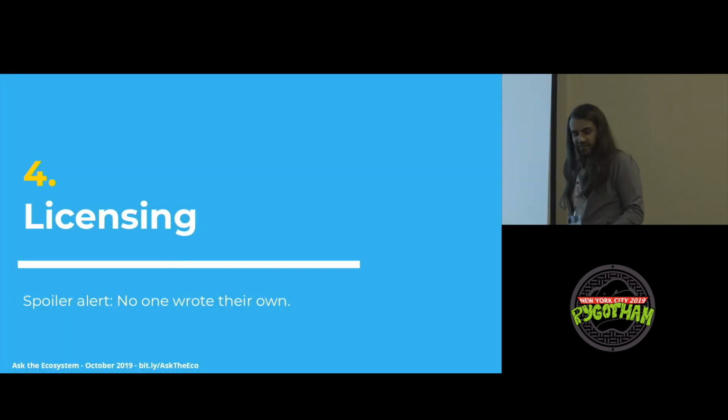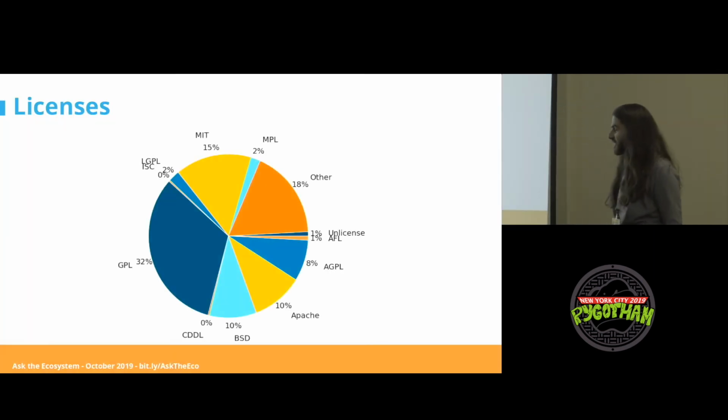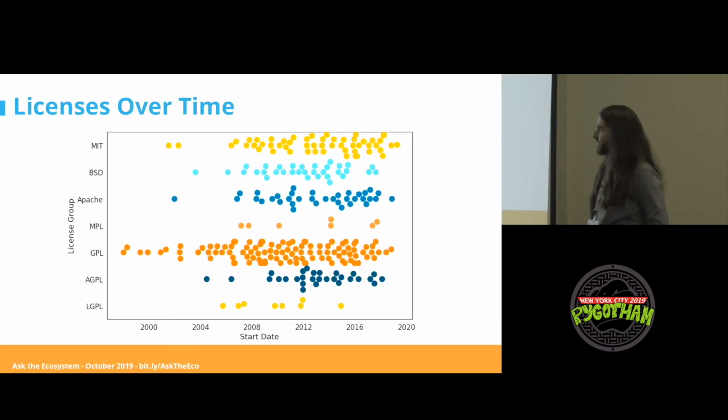All right, so here's another contentious one. Licensing, the fun legal part of the talk. The good news is no one wrote their own. It looks like this, with a breakdown of a bunch of different license groups. It's a little bit messy. It's easier to look at over time. And what we can see here is the rise of open source, that is, permissive licenses like MIT and BSD, whereas less permissive licenses, more hereditary licenses, as we'll get into, go back further.